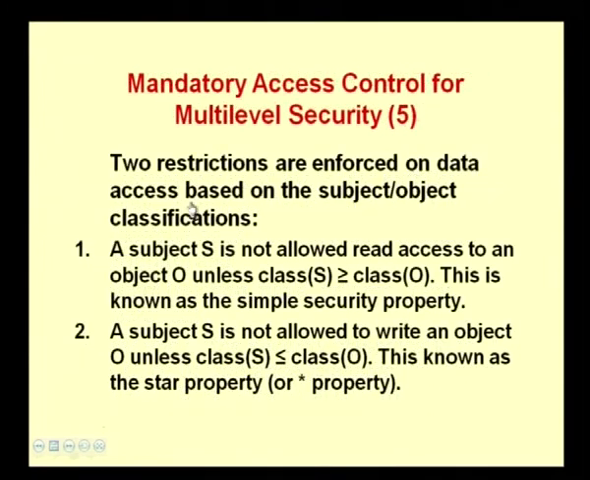2 restrictions are enforced on data access based on the subject and object classifications. A subject S is not allowed read access to an object O unless class of S is greater than or equal to class of O. This is known as the simple security property. A subject S is not allowed to write an object O unless class of S is less than or equal to class of O. This is known as the star property. Okay, so you have 2 types of property, regarding read access and write access.